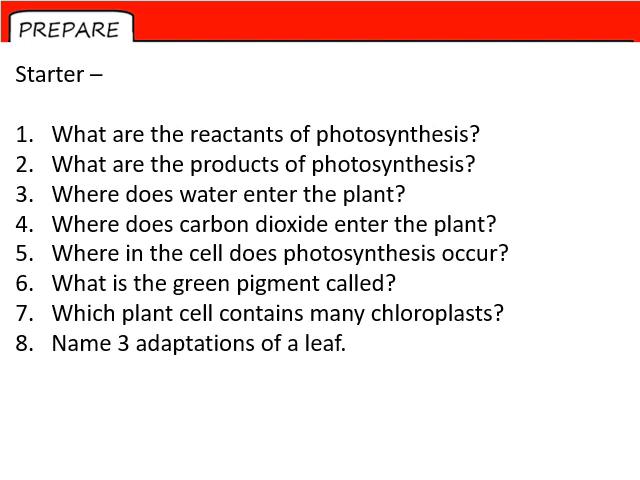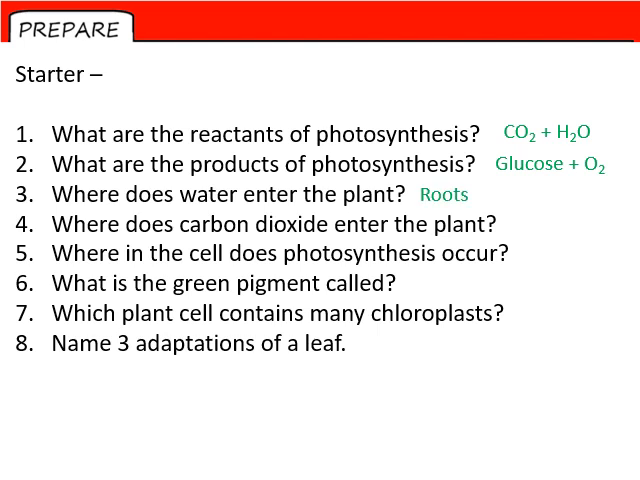For question 1, what are the reactants of photosynthesis? That is carbon dioxide and water, which is CO2 plus H2O. What are the products of photosynthesis? That is glucose and oxygen. Where does water enter the plant? So that is in the roots.